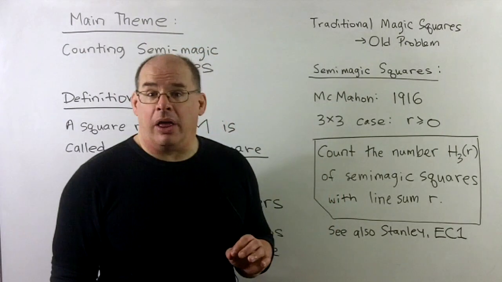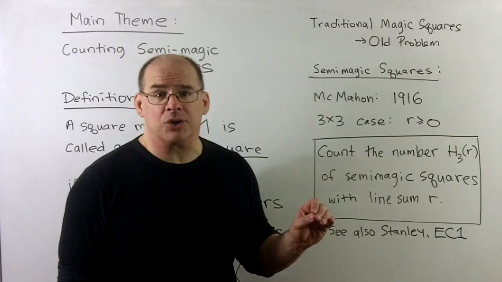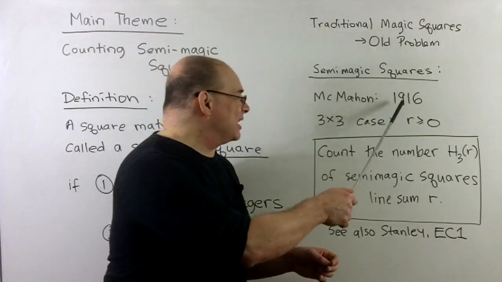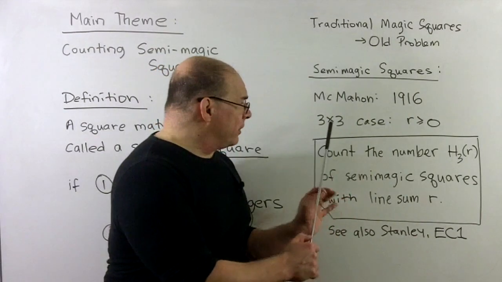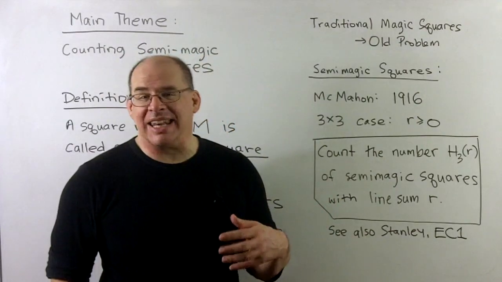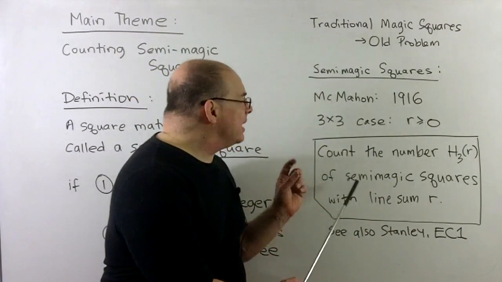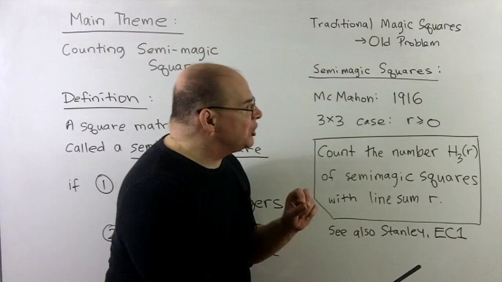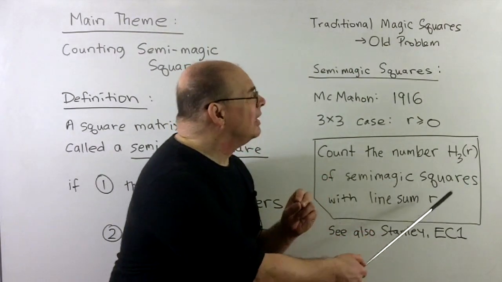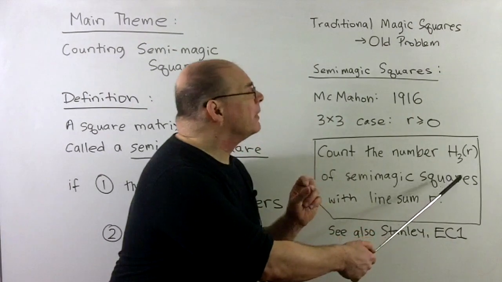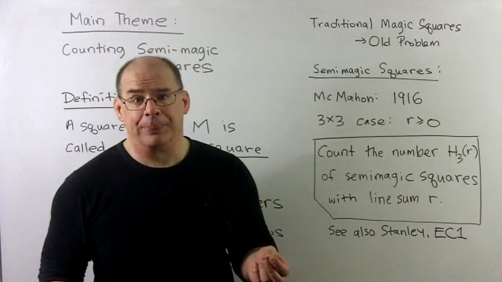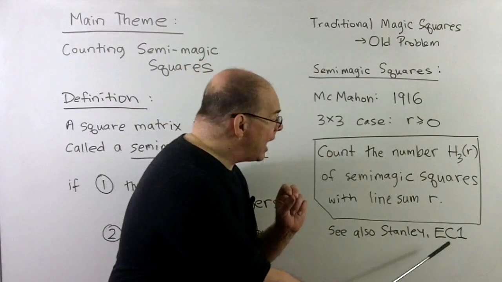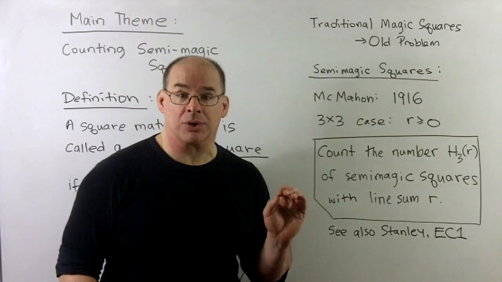Now, this will be a variation on the old problem of counting traditional magic squares. We'll also want a diagonal condition. The story here begins in 1916 when McMahon considered the 3x3 case. So here, if I fix a non-negative integer r, the problem is to count the number of semi-magic squares with line sum r. And then for the notation, this count's given by a capital H. The subscript denotes the size of the matrix. The R denotes the line sum. Worth mentioning, this problem shows up a few times in Stanley's Enumerative Combinatorics 1.